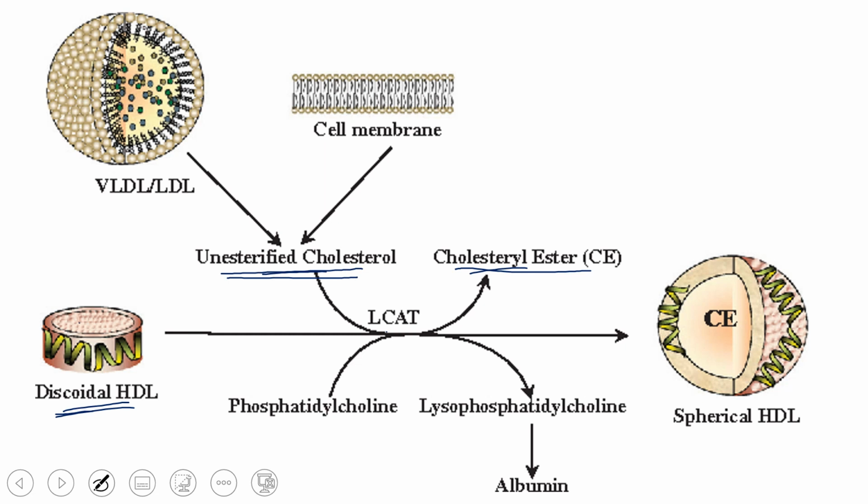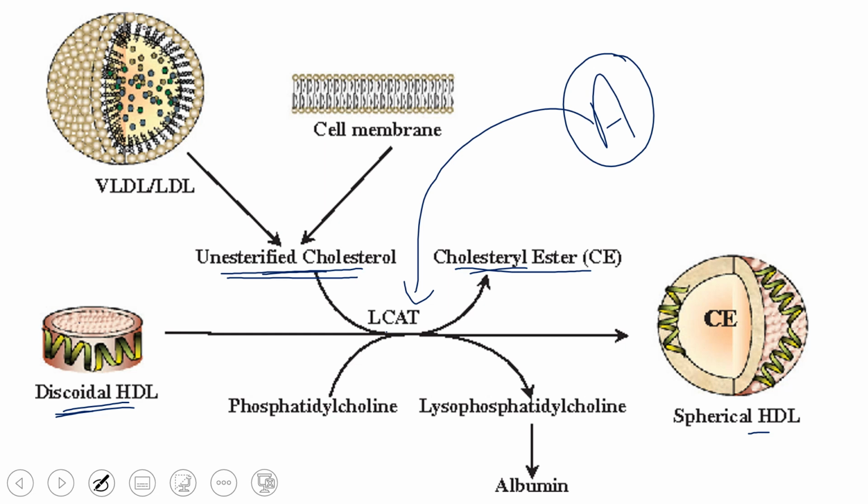As soon as this cholesterol becomes esterified, the shape of the HDL is converted from discoidal to spherical, which means it is going to be mature. Normally apoprotein A promotes the activity of LCAT, so apoprotein A activates this LCAT enzyme. HDL also accepts free cholesterol from other lipoproteins in the circulation.